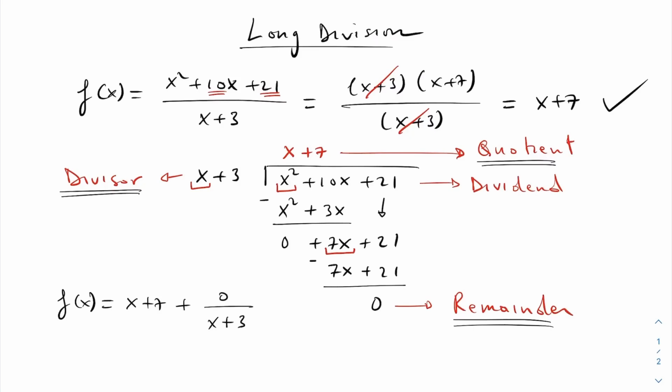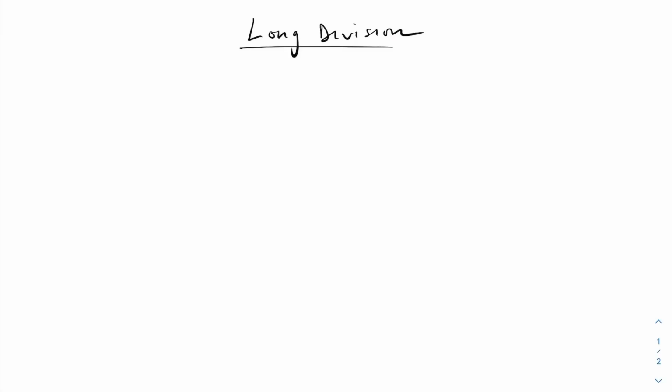Of course, 0 divided by x plus 3 is just 0, and so we're just going to have f of x equals x plus 7, as we had before, using the simplification of rational expression by factoring the numerator and the denominator. And so with that, let me go ahead and give you another example that you can't actually do by just factoring the numerator and denominator.